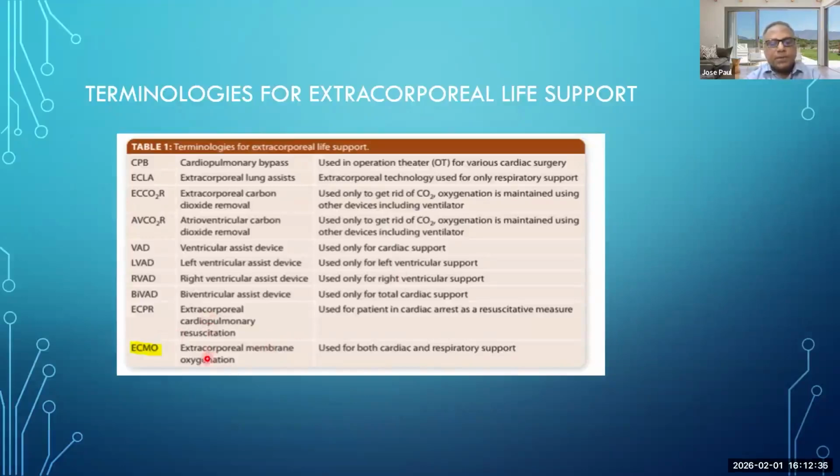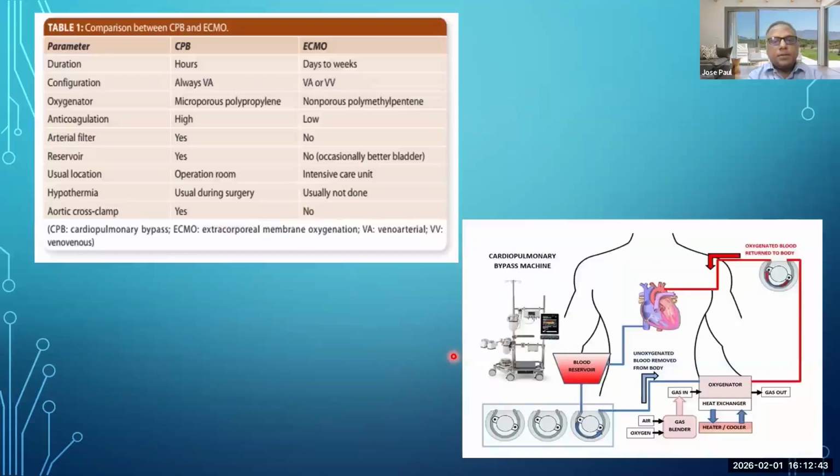Then of course we come to extracorporeal membrane oxygenation. It is used for both cardiac and respiratory support, or for respiratory support alone. Now a brief thing on cardiopulmonary bypass. So what is the difference between a cardiopulmonary bypass and an ECMO? Cardiopulmonary bypass is also a technique which is used through extracorporeal support, which is used in the cardiac theater to support the patient undergoing open heart surgery.